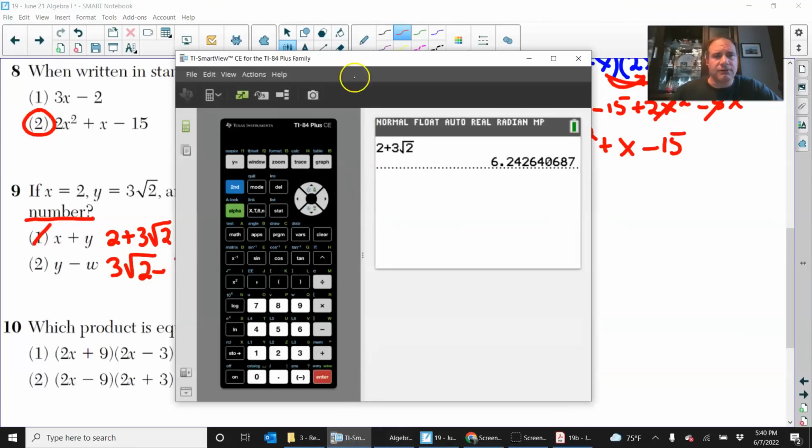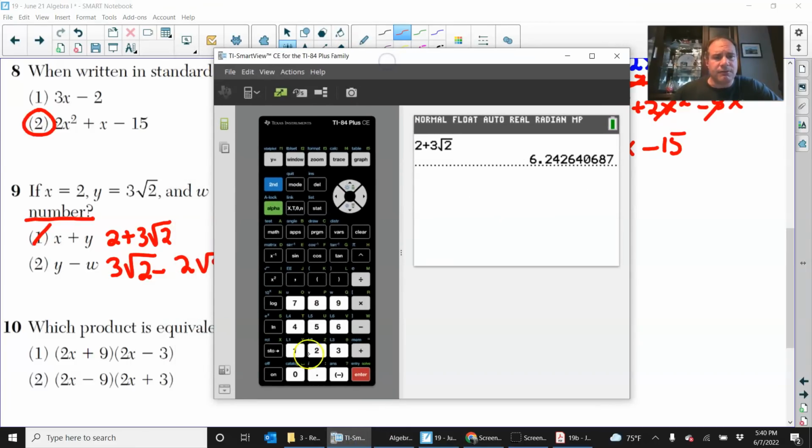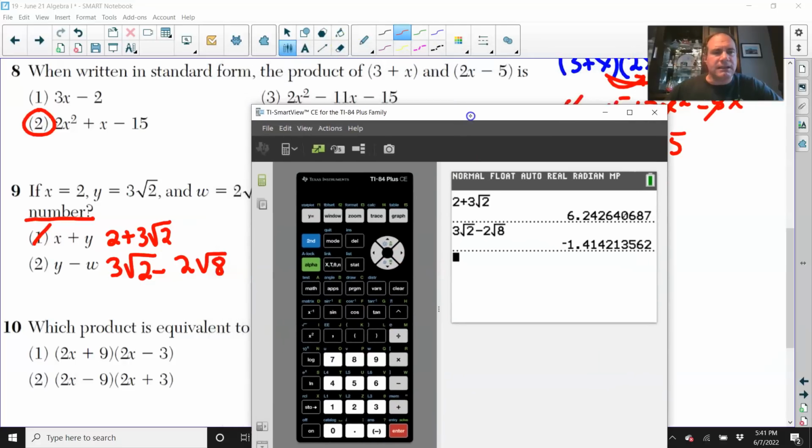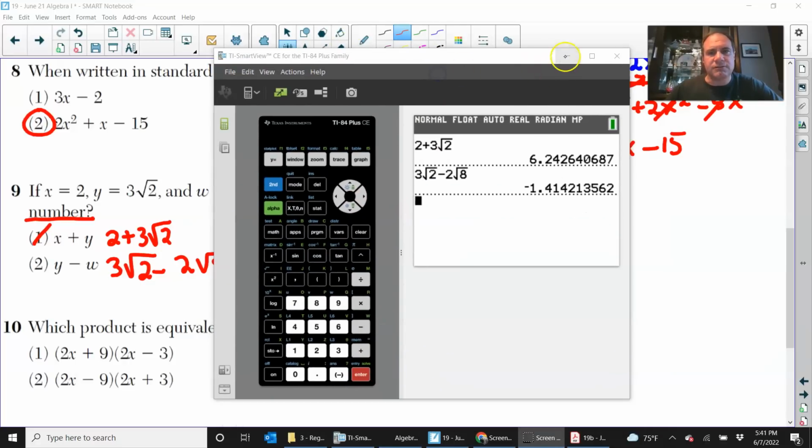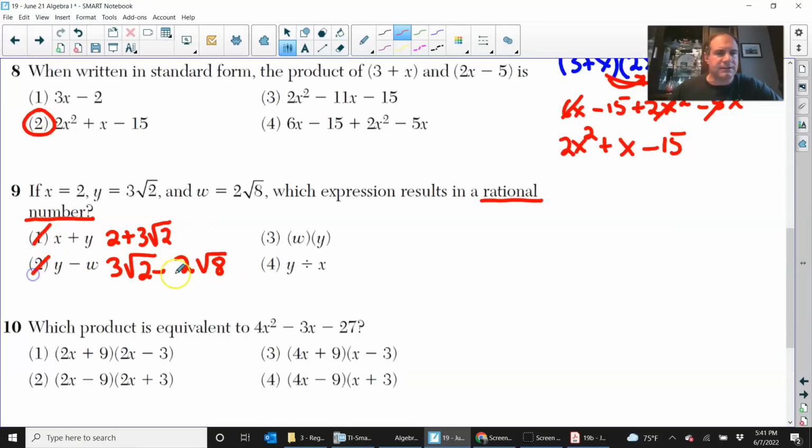I'm going to grab my calculator again, and I am going to go 3 square root of 2, and I'm going to press to the right to get from underneath the radical there, and then 2 square root of 8, and I'm pressing to the right one more time. I'm going to press enter, and that is not rational. That is irrational. I'm going to cancel that out.